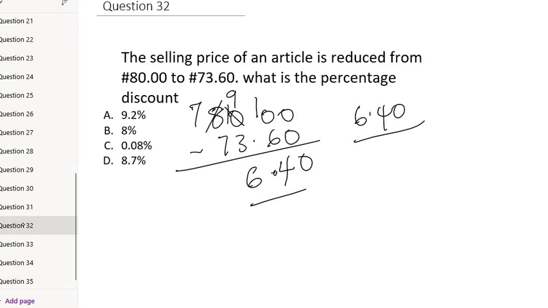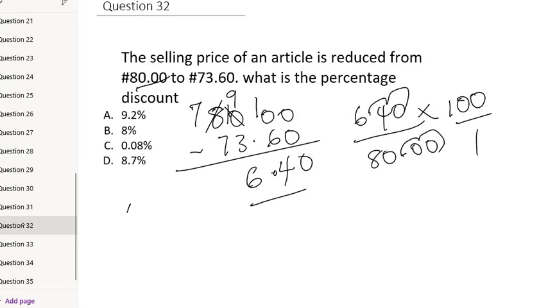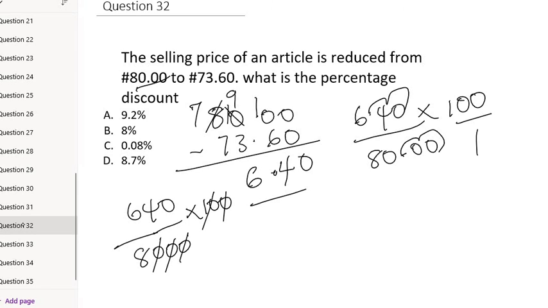Percentage discount will be the discount divided by the amount, which is 80, times 100 over 1. Make the divisor a whole number. I'll move the decimal 1, 2. Move this decimal 1, 2. So I'll have 640 divided by 8000 times 100. This 0 cancels this 0, this 0 cancels this 0, and this 0 cancels this 0. 64 divided by 8 is 8%. The right option is B.